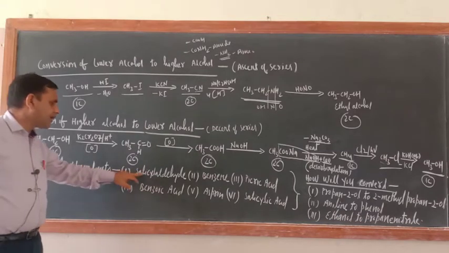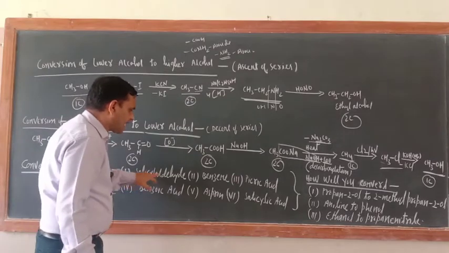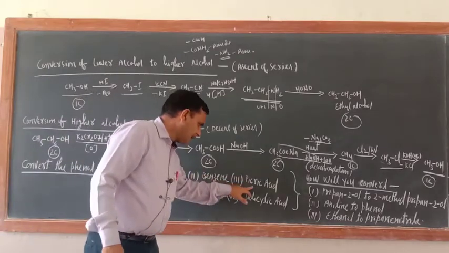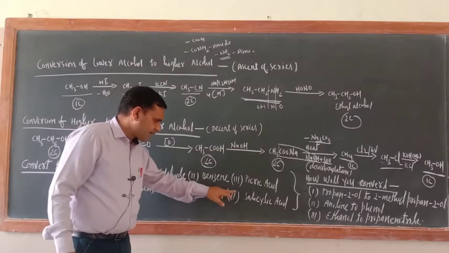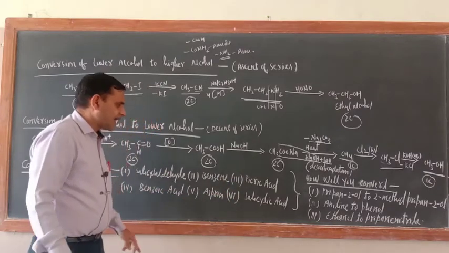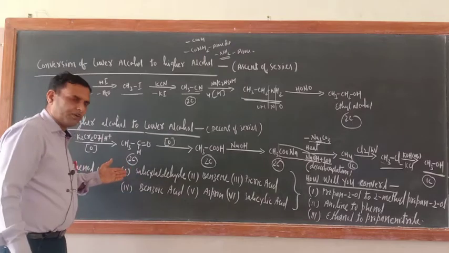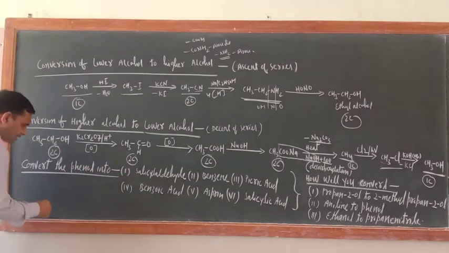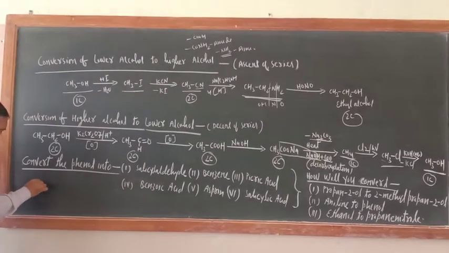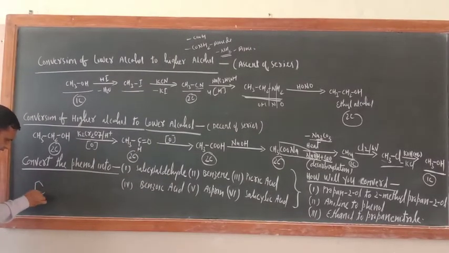Convert the phenol into salicyl aldehyde, benzene, picric acid, benzoic acid, aspirin, salicylic acid. I hope that you can do this one. How will you get the salicyl aldehyde? Very simple thing. This is phenol.